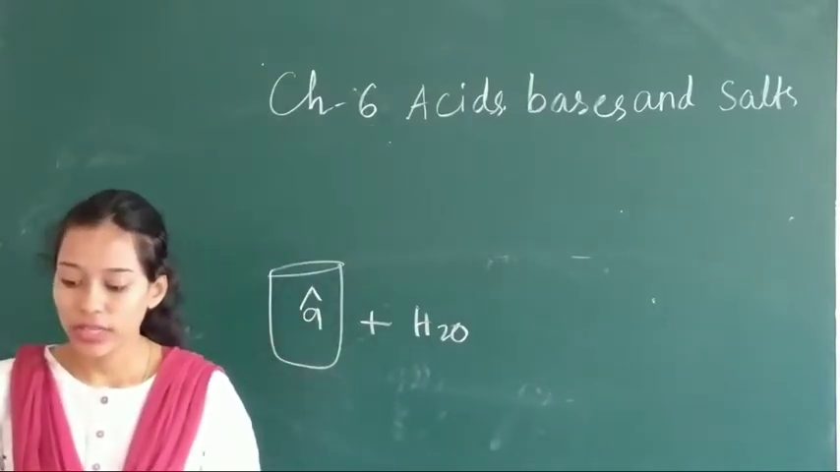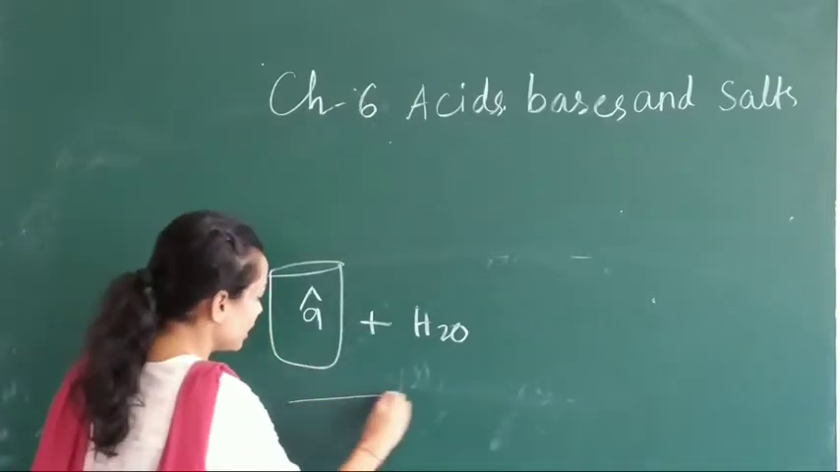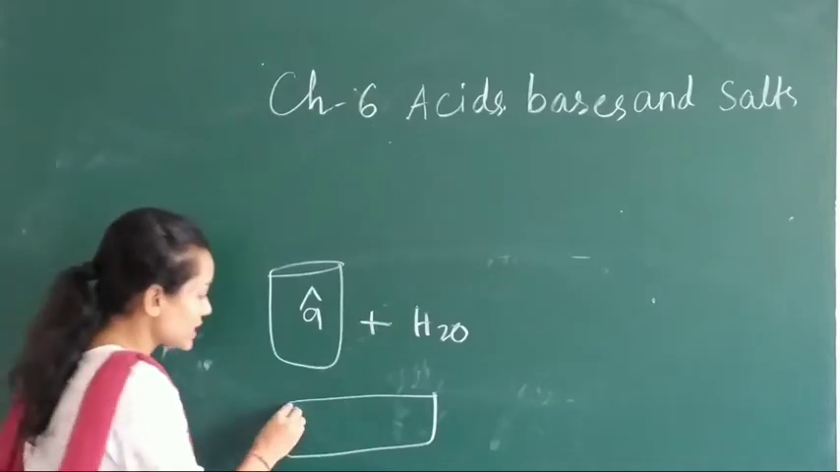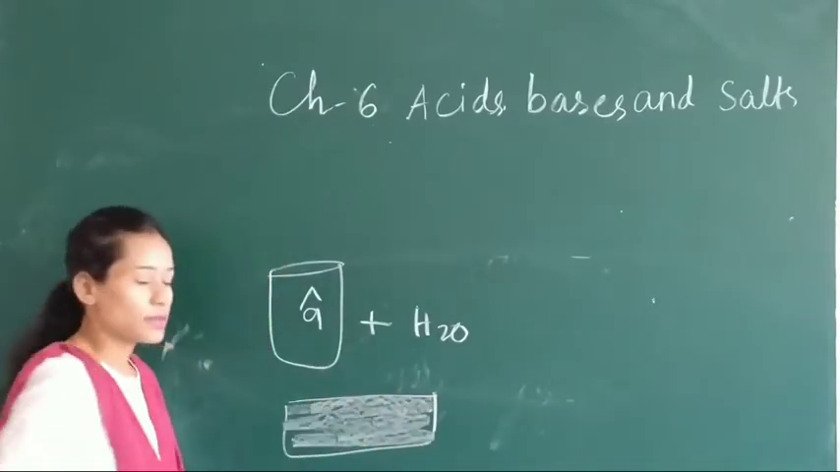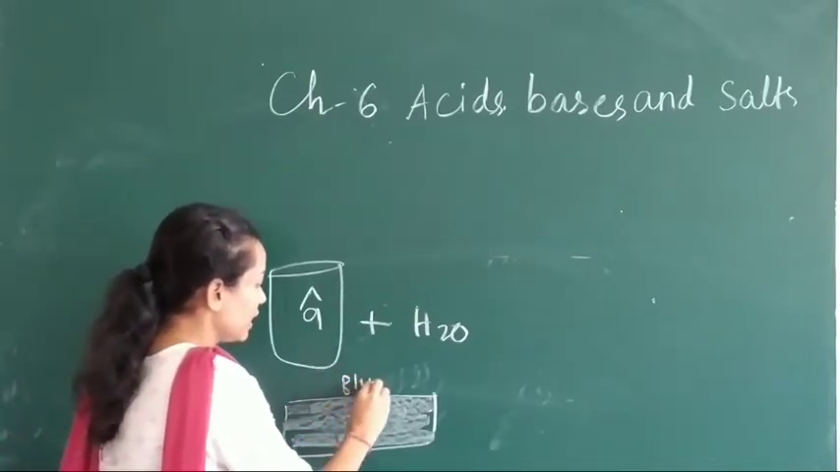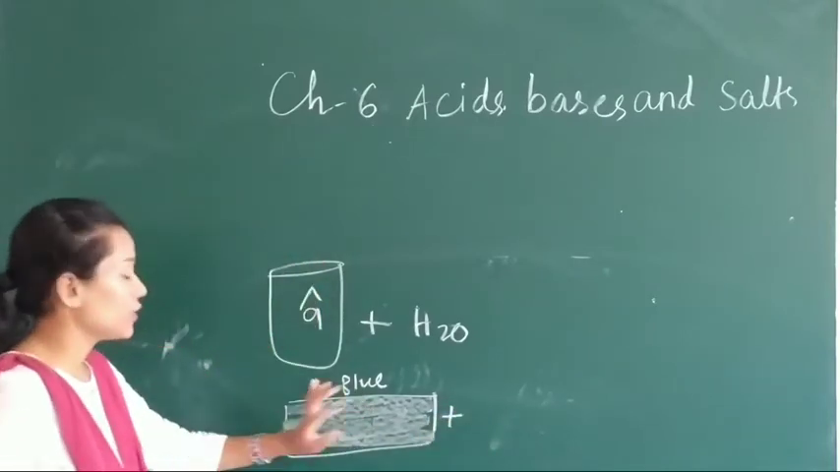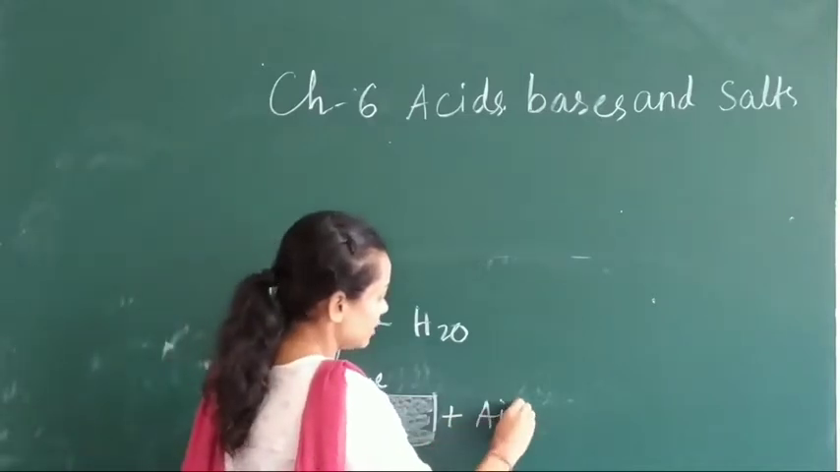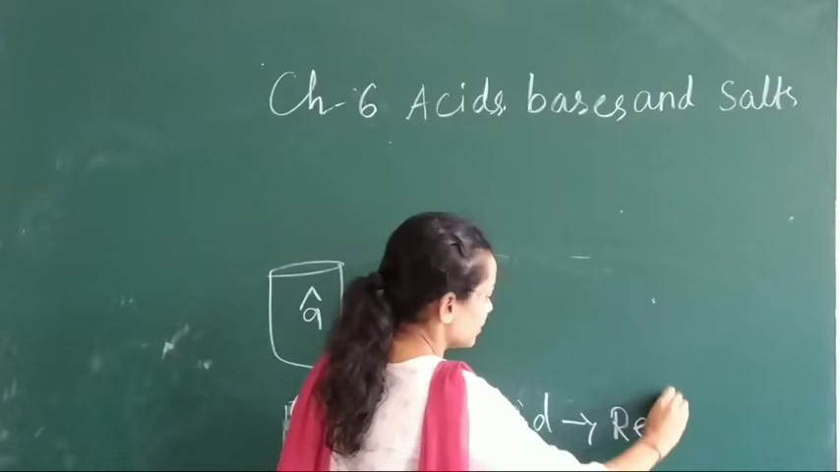Okay? The third one is acid turns blue litmus red. What happened? Litmus is a kind of indicator. This paper will tell you whether the substance is acidic or basic. It is blue in color. If you add a base here, the color will remain the same, that is blue. But if you add acid here, the color will turn red.